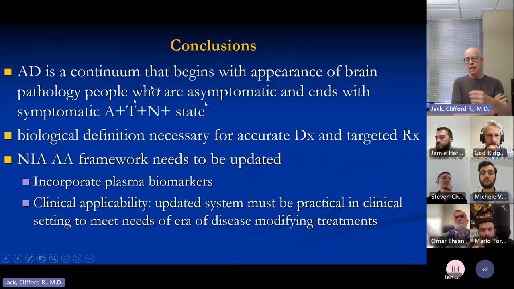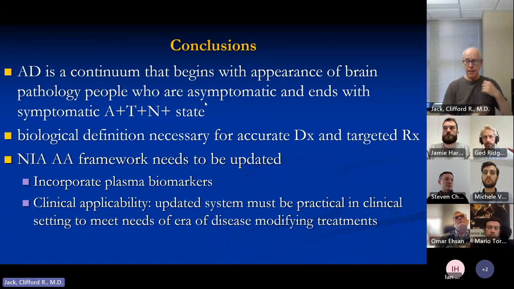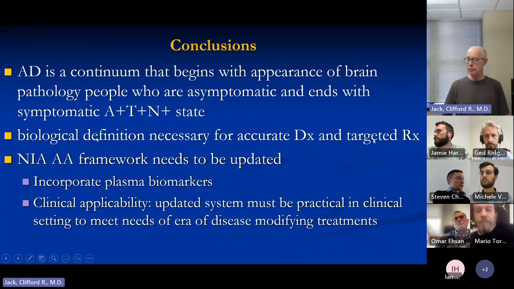The conclusion is that Alzheimer's disease is a continuum, and the disease begins with the appearance of brain pathology in people who are asymptomatic, and it ends with symptomatic people who have the full biomarker profile, A plus, T plus, and N plus. The disease does not start when symptoms begin. A biological definition is necessary for both accurate diagnosis and for targeted therapy.